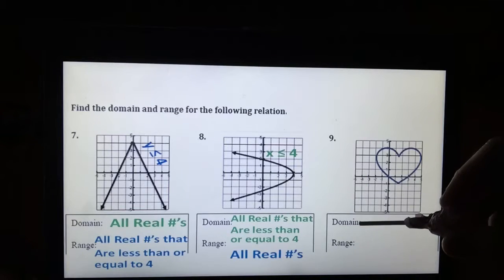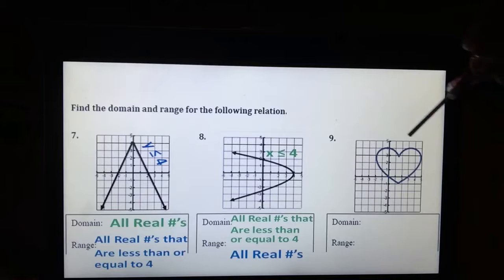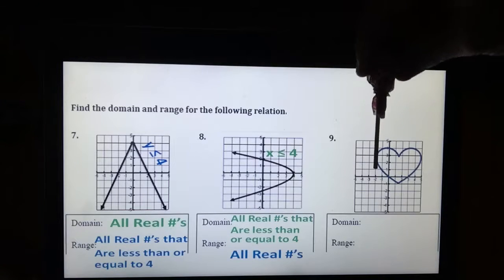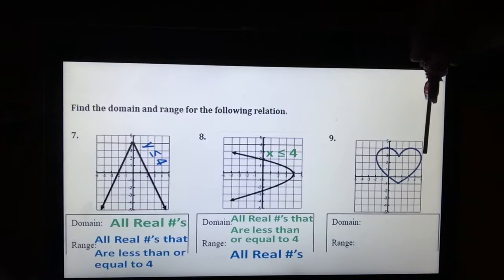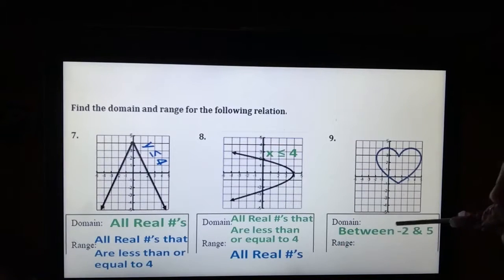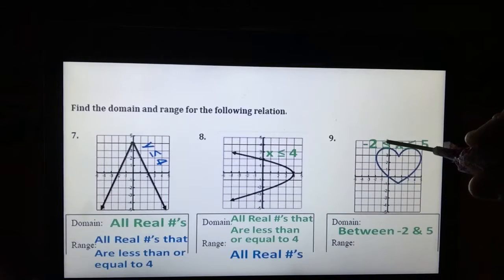All right, now the domain, you can see, is how far to the left and to the right. This heart starts at -2, and then it goes all the way to 5. So that's the domain. The domain is between -2 and 5. Okay, so this again would be a compound inequality, and we're dealing with the domain, which is x. So we're going to say -2 is less than or equal to x, which is less than or equal to 5.